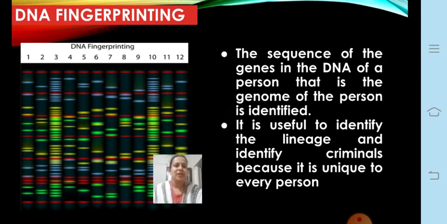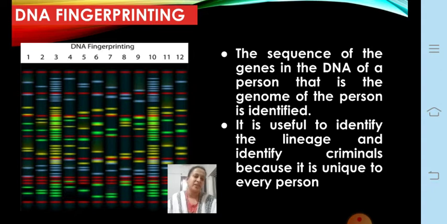Now this is one of the facts of DNA, that is DNA fingerprinting. If you have seen CID and all, you might have heard about DNA tests. So a DNA test is nothing but fingerprinting, or the sequence of DNA is done to find out whether the DNA of that particular person is matching with the other. Now there are many genes on the DNA, correct? So the sequence of various genes in the DNA of a person, that is the genome of the person, is identified with the help of DNA fingerprinting.